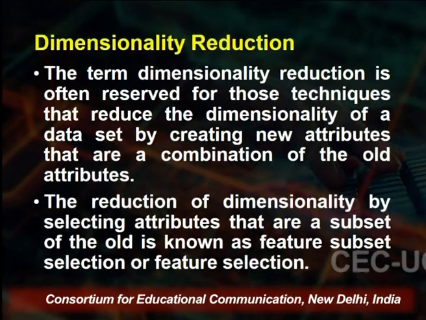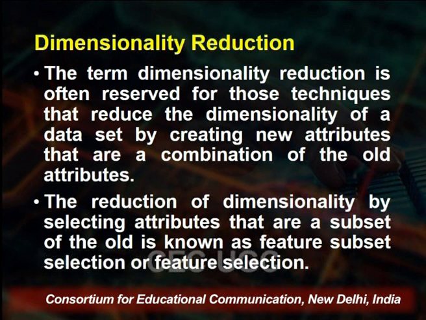We can do it by combining the old attributes, or we can create new attributes, or we can create a subset of the attributes. So, dimensionality reduction can be done by different techniques. It can also be done through feature selection. So, there are multiple techniques by which the number of attributes in a data set can be reduced.